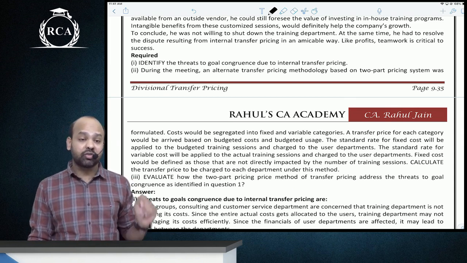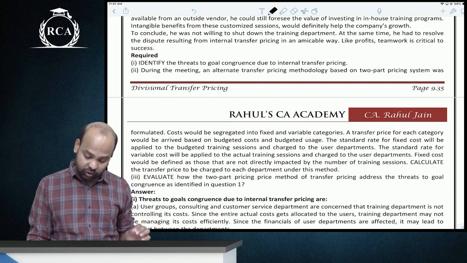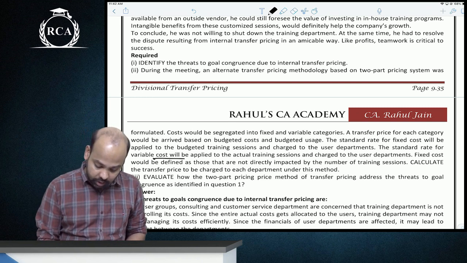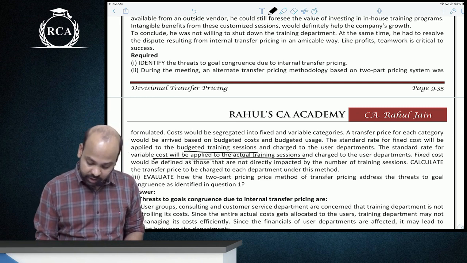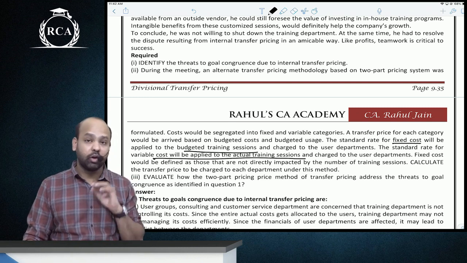So they're telling us fixed cost will be based on budgeted number of sessions. Variable cost would be based on actual number of sessions. Variable cost will be applied to actual sessions. Fixed cost as such beta would be applied to budgeted sessions, and that is also beta at standard rate, not based on actual cost.